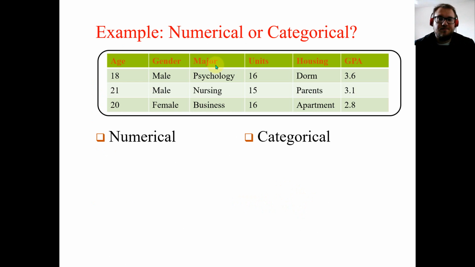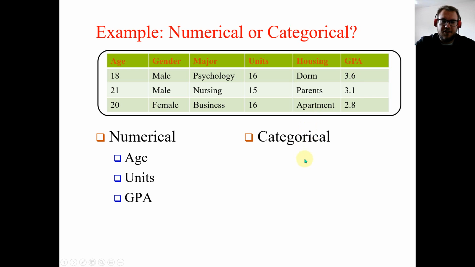Okay, here's another example. Let's identify which of these variables are numerical or categorical. So first let's start with the numerical variables. So we have age, gender, major, units, housing, and GPA. Age, there's numbers, so that would be a key indicator that it's a numerical one, but not always. We'll talk about this later. Units, there's numbers in it, so that's going to be another numerical variable. And then finally we have GPA, because that also has numbers, so that's also going to be a numerical variable.